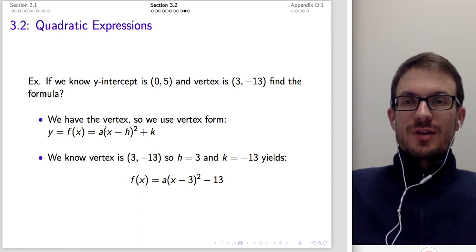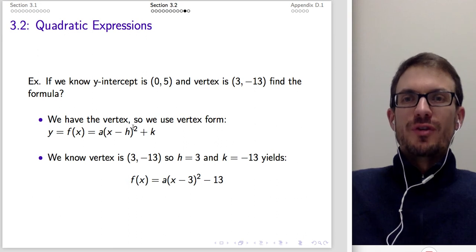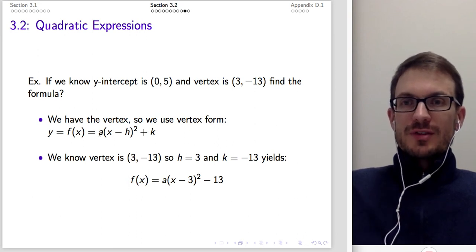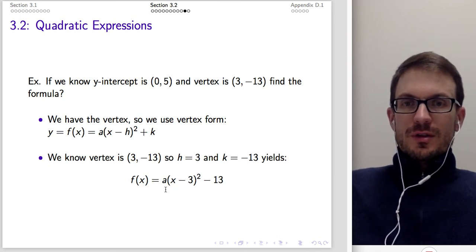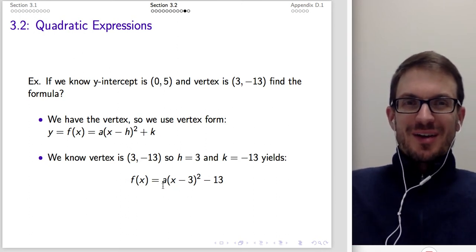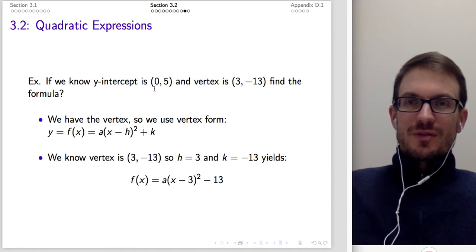is (3, -13), find the formula. Hey, we have to use the vertex formula. So f of x equals a times the quantity x minus h squared plus k. Let's just plug in those values. Same thing, we've got to find this a. How are we going to do this? Well, let's use the information that we have.